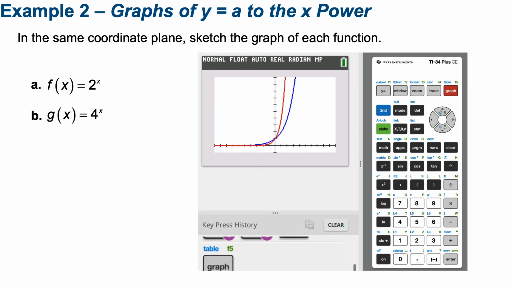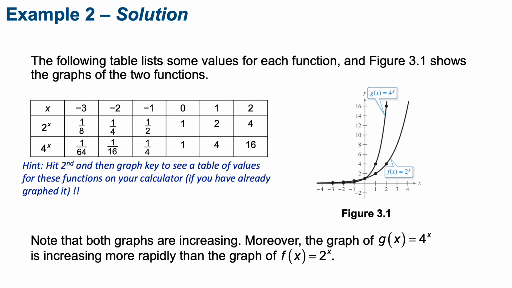Now I can see that they both hit 1 at x = 0. The way that you would do this by hand is you would list a table and plug in the values -3, -2, -1, 0, 1, and 2, and then you would get the solutions back for y.